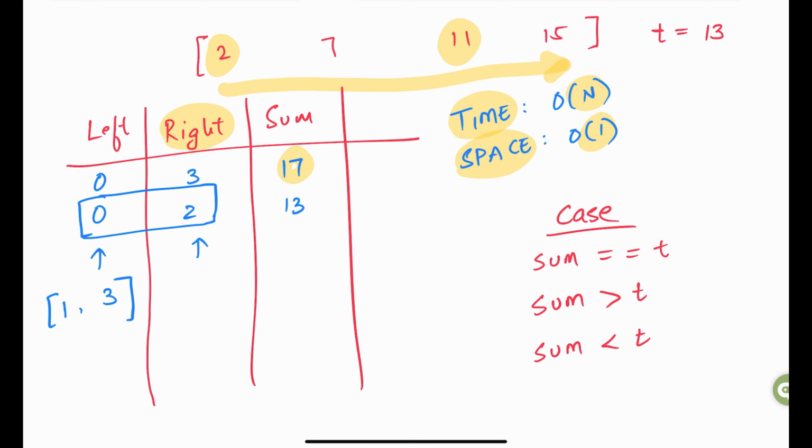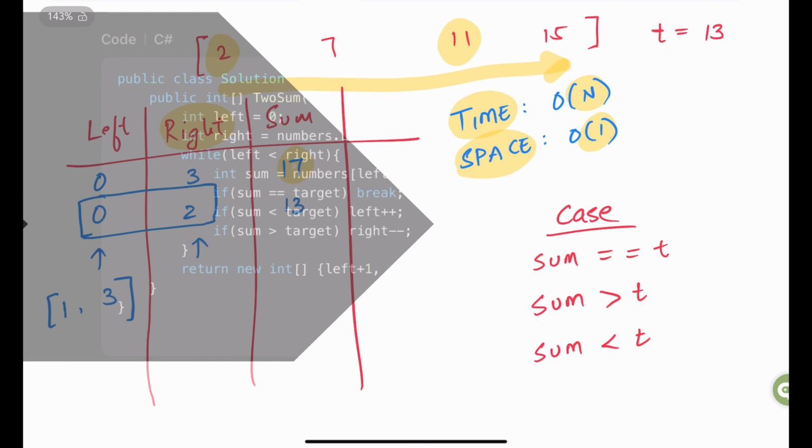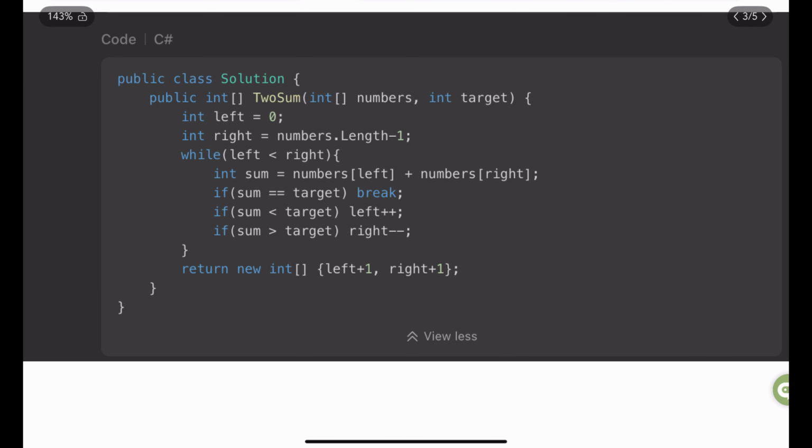Let me show you how we can implement this using C#. Here is my C# solution. I start by initializing my left and the right pointer and start a while loop until left is less than right, and then calculating the sum that left and right pointers are pointing at. If the sum is equal to target, which is case number 1, I stop the iteration and return the output.